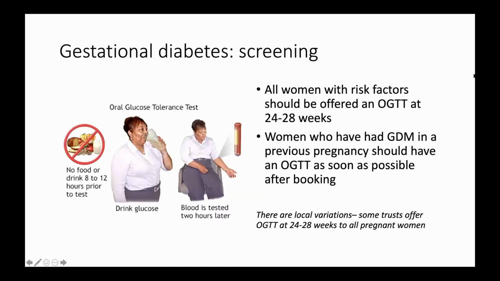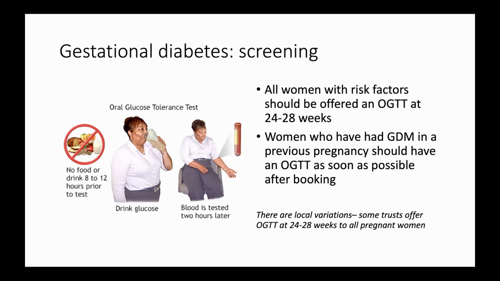And the way we screen for gestational diabetes is through the oral glucose tolerance test. If a woman has any of the risk factors mentioned, she should be offered an oral glucose tolerance test around 24 to 28 weeks. And if you are at very high risk of gestational diabetes by having had a previous pregnancy where you've developed GDM, you should have an oral glucose tolerance test even earlier in pregnancy.